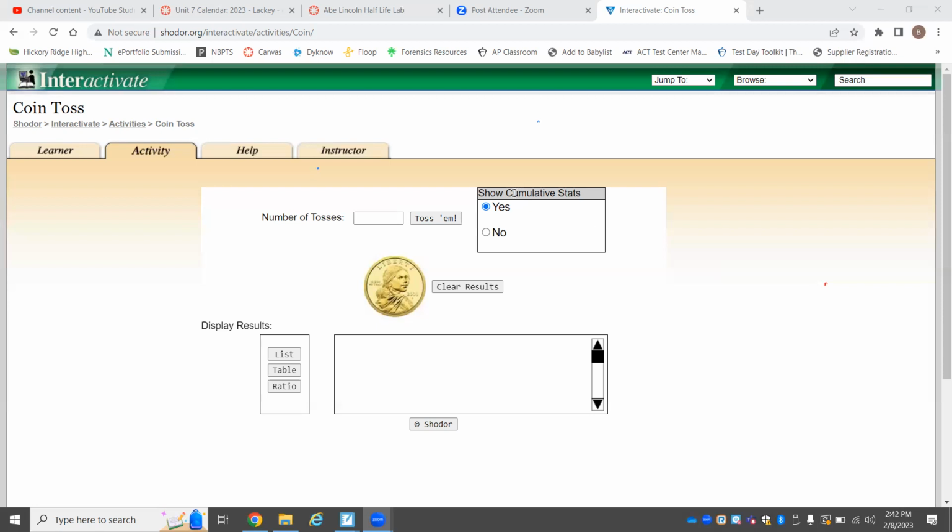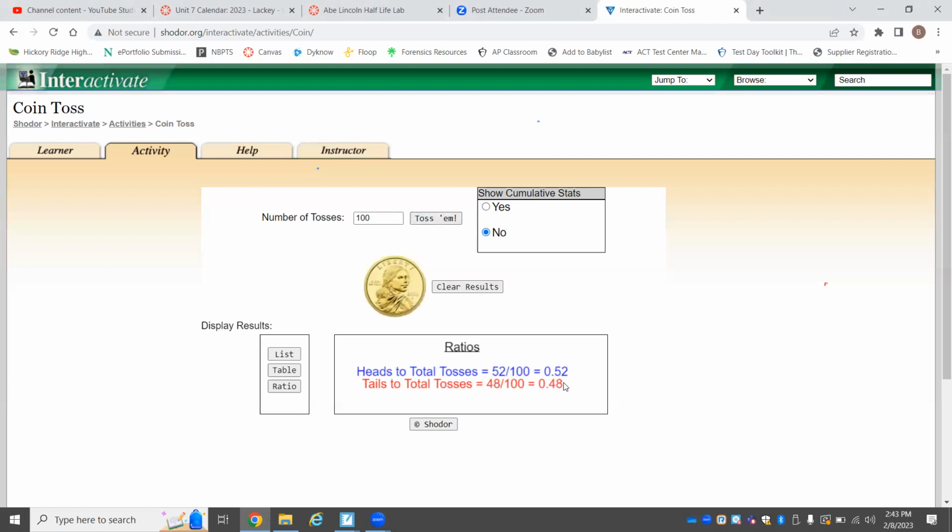You need to click where it says show cumulative stats and change it to no, because we want to know the number of heads and tails each time we flip, not the total. Then down at the bottom, for display results, we want them listed as a ratio. That will simply tell us how many heads and how many tails we have, which is what we need for our data table. We are going to start off with 100 coins, and you can do this on your own because it'll give you a different number, and then click toss them.